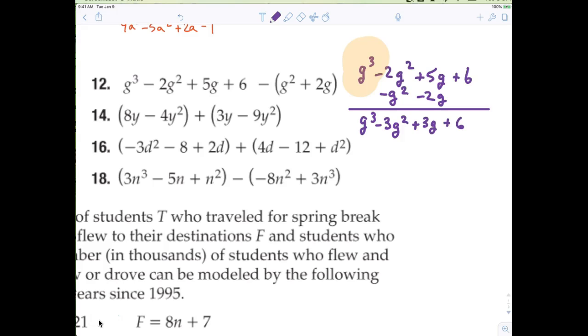All right, does anybody have any questions with that? That's question number 12. The only thing that's difficult is distributing a negative. The only thing that's difficult is making sure that you distribute the negative.